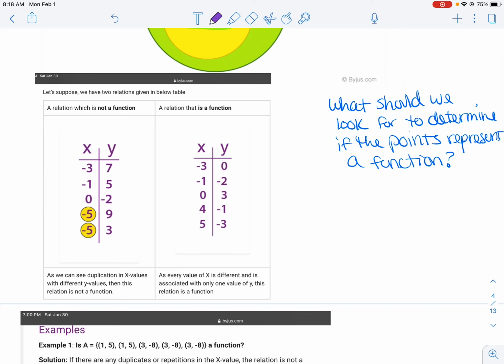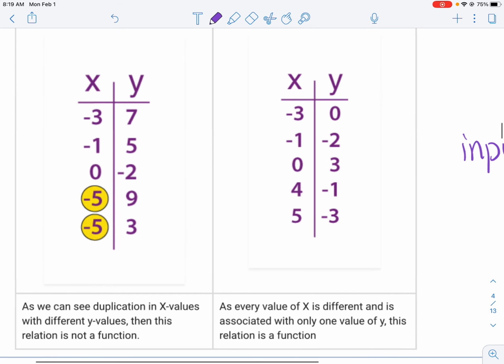What should we look for to determine if the points represent a function? Well, let's check out the inputs, which again are usually the x's, and the outputs. Okay, and those are usually the y's. So for every input, we want to get its own output, all right? So when we input -3, 7 was the output. Only one possible answer there. When we input -1, 5 was the output. When we input 0, -2 was the output. If I stopped right there, those 3 points would create a function.